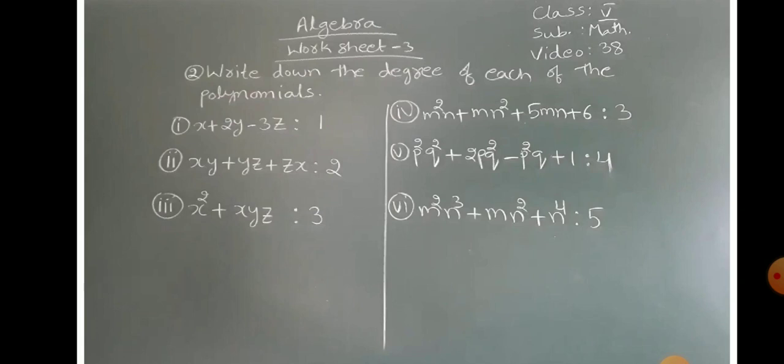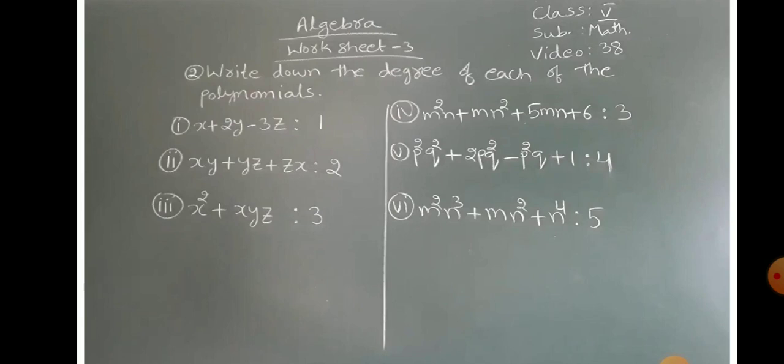And coming to the third term, 5mn, in that m power 1 and n power 1, if those powers are added, then we'll get the degree of the third term, that will be 2. Next and last term is 6, so the degree will be 0. Among all these degrees, 3 is the greatest number, that's why degree of this polynomial becomes 3.